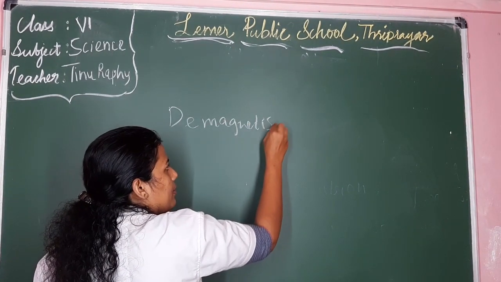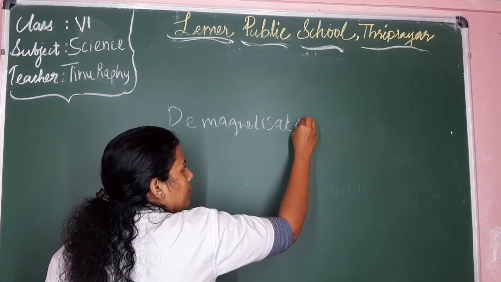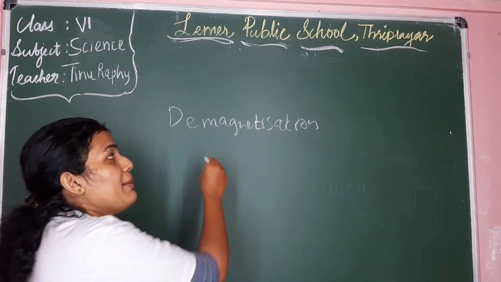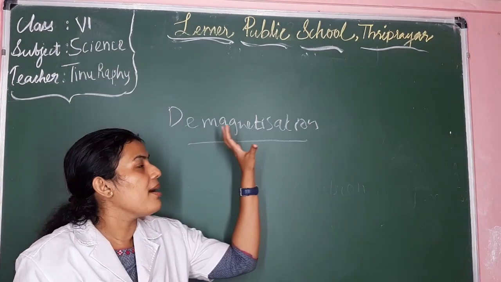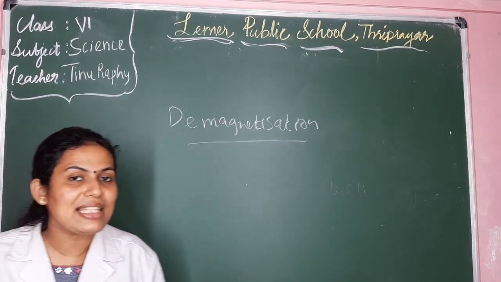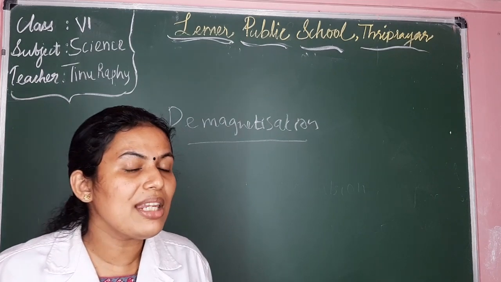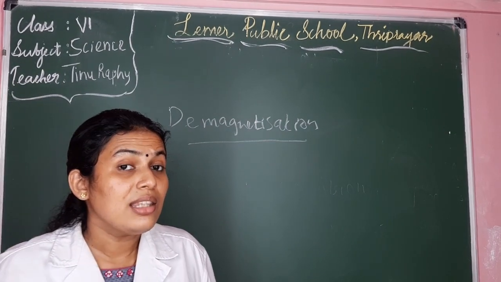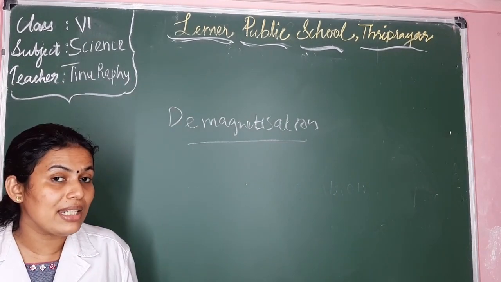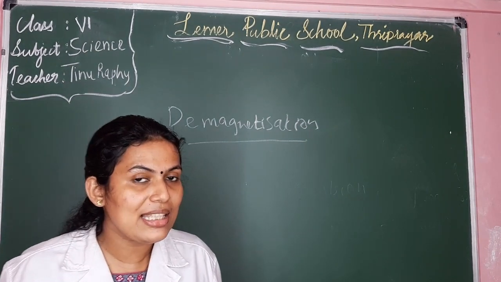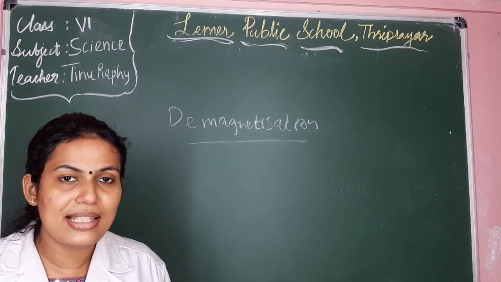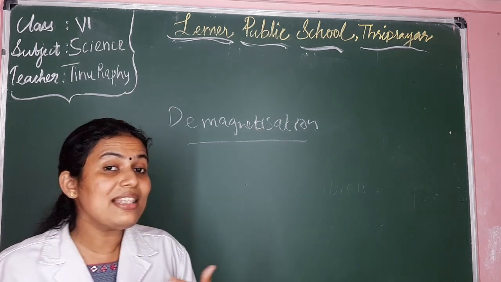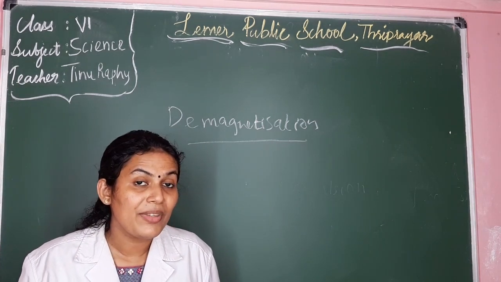Demagnetization. So dear children, demagnetization. We already know the meaning of magnetization, isn't it? What is the meaning of magnetization? The property of the magnet to hold the magnetic substance is what we call magnetization of the magnet, isn't it? Now, what will this demagnetization be?